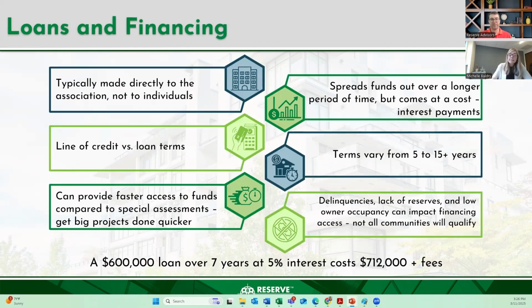So loans and financing. When we say that, this is typically made directly by the association, right? The association is taking out a loan on behalf of all of the owners to fund these capital projects. So this would be, if you're in a mid-rise building, to replace the common area roof, or if you're an association with private streets, to repave the streets, not a loan to replace your granite countertops in your kitchen, right? These are loans on the association's behalf for all of the common components.